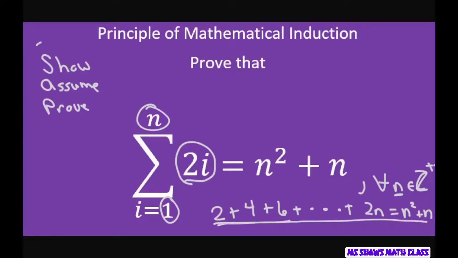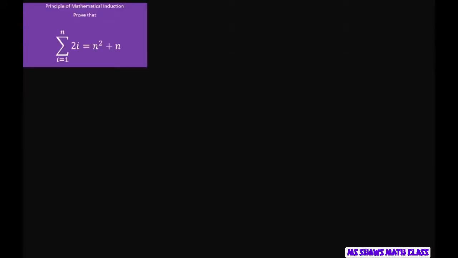So now let's do our steps for the principle of mathematical induction. The first thing we want to do is show that it works for n equals 1. So if you plug in 1, like we already did, you get 2 times 1 equals 1 squared plus 1. And that is 2 equals 2, so that checks out.